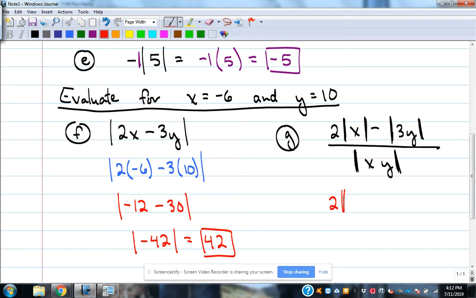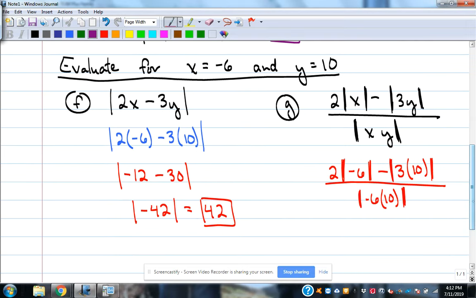So absolute value of -6 minus absolute value of 3 times y, which was 10 again. And then on the bottom, we got absolute value of -6 times 10. And we're just going to work out each individual part there. So it's kind of like what we talked about Tuesday. It's a big problem. Just take it one piece at a time.